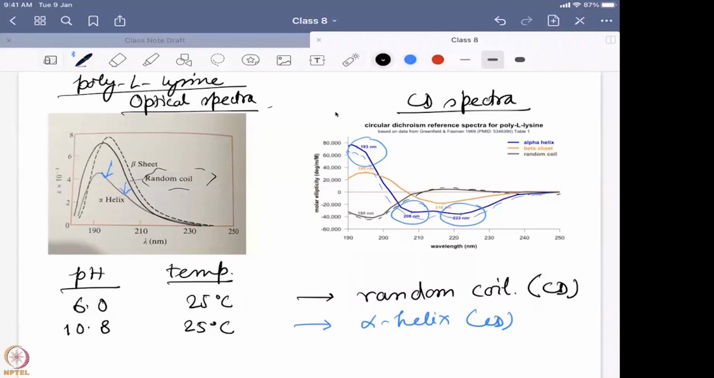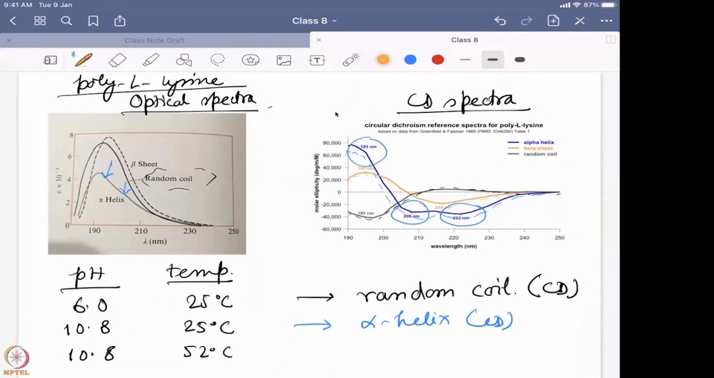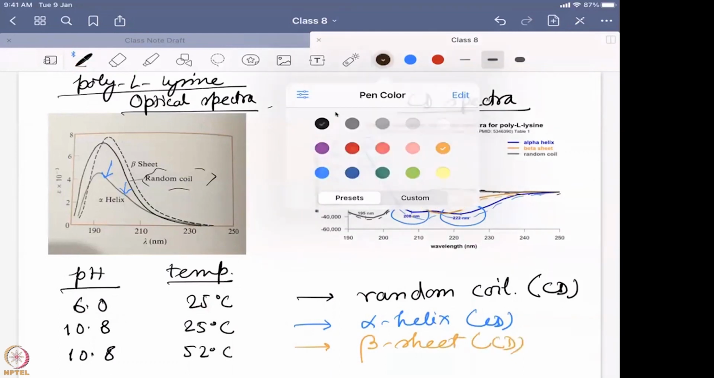And then when you go to a higher temperature, 52 degrees centigrade, what happens is that you find a new band coming up, which is shown by this brown colored data. Now, instead of 2 humps at 208 and 222, you have only 1 hump at 218 nanometer. So that suggests that now you have a beta sheet character.